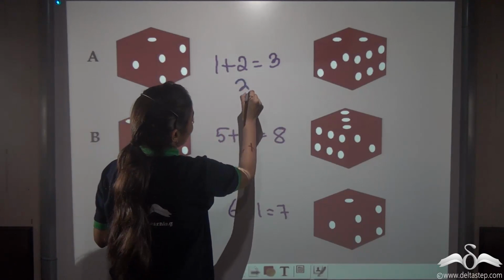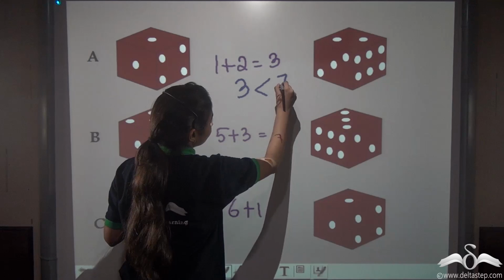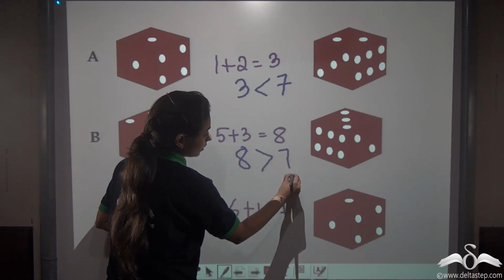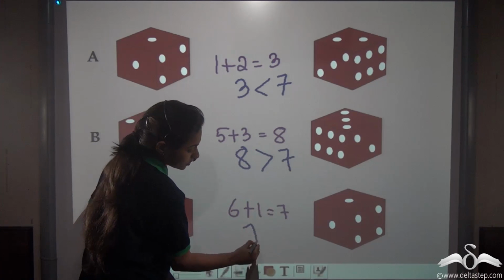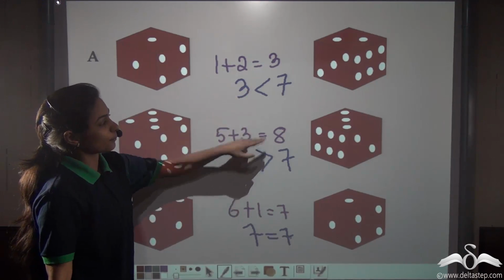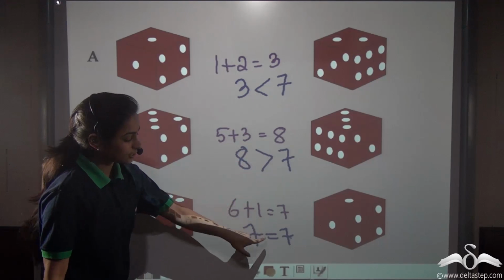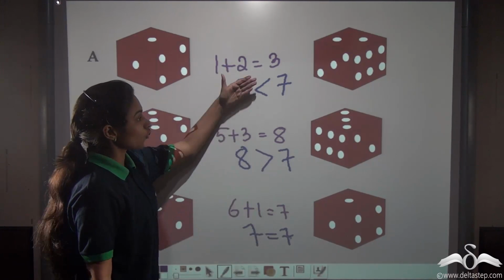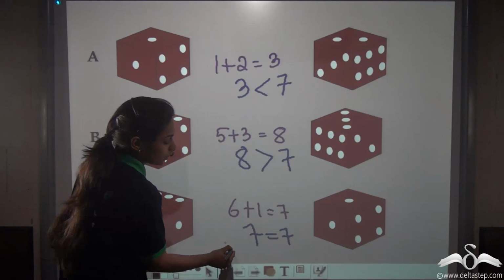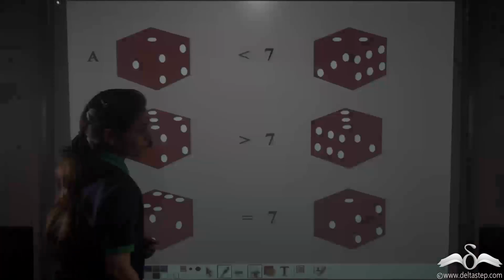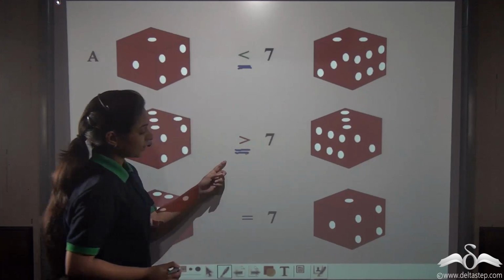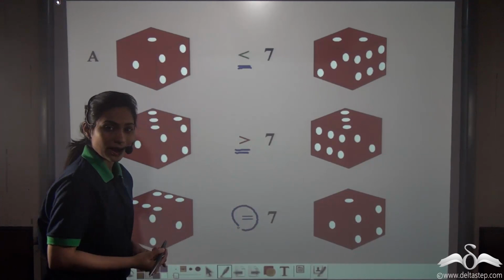Well, this is what? Less than 7. This is greater than 7. And this is equal to 7. So I can see that these two represent inequality, whereas this represents equality. So we can say that these two will represent an inequation and this will represent an equation. Look at this. These two signs denote inequality and this is what we call equal.